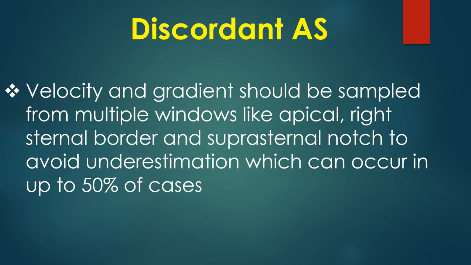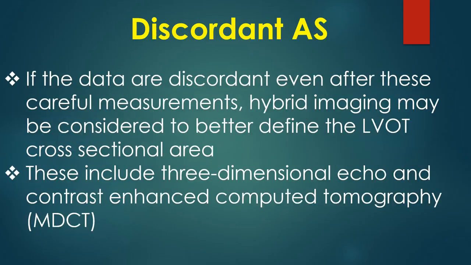Velocity and gradient should be sampled from multiple windows like apical, right sternal border and suprasternal notch to avoid underestimation, which can occur in up to 50% of cases. If the data are discordant even after these careful measurements, hybrid imaging may be considered to better define the LVOT cross-sectional area. These include three-dimensional echo and contrast-enhanced computed tomography.